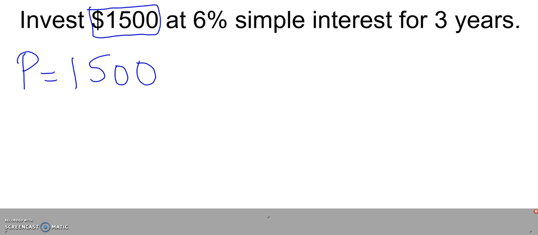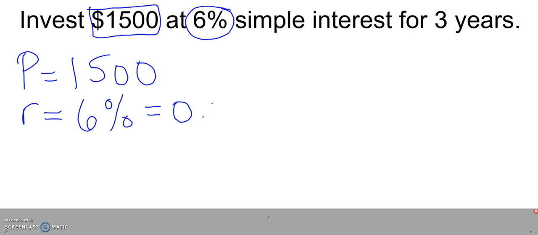Next, we want to look at the rate. So we said the rate or interest rate is always a percentage, and that will be this 6% right here. So our rate is 6%. And when we use this in our formula, we want to change it to a decimal. So we're going to change that to 6 hundredths.